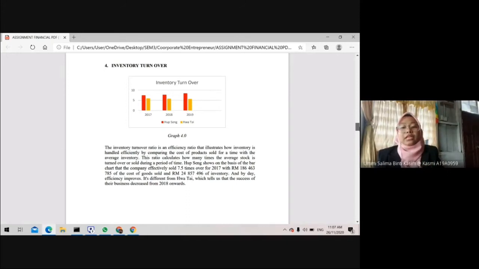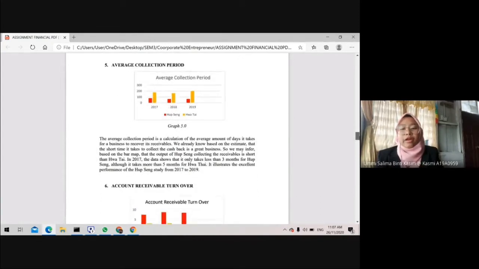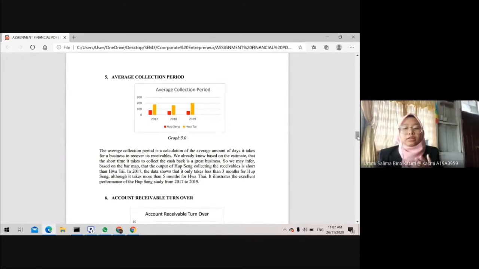As for average collection period, we know the highest result gives a negative effect. We can see from the bar chart that Huatai got the bad result with 77.28 in 2017, compared to Seng, which was 78.26. That's all from me, and I pass it to Anis.